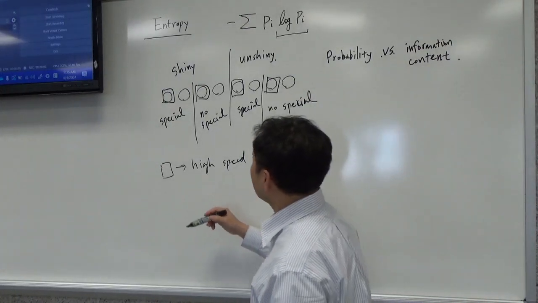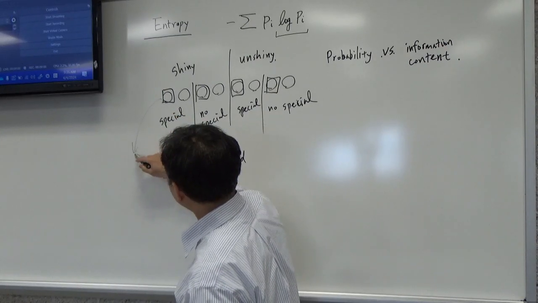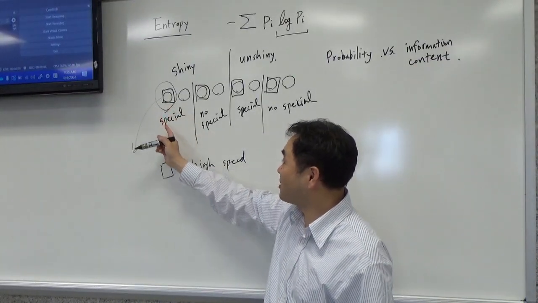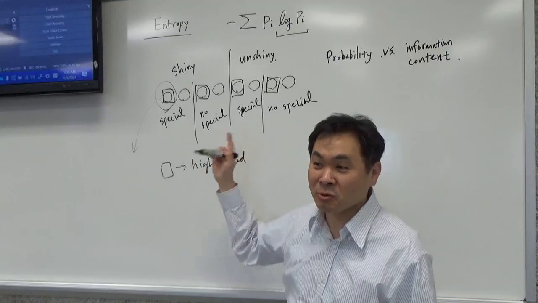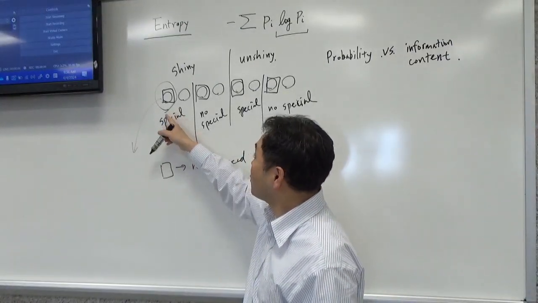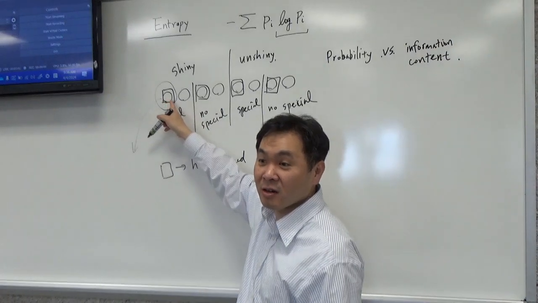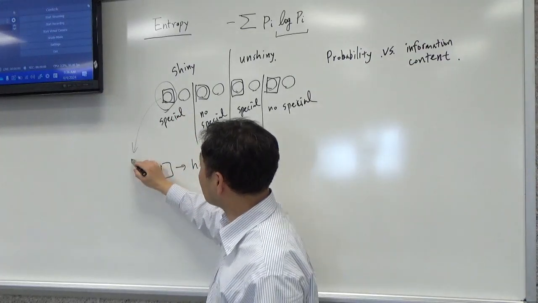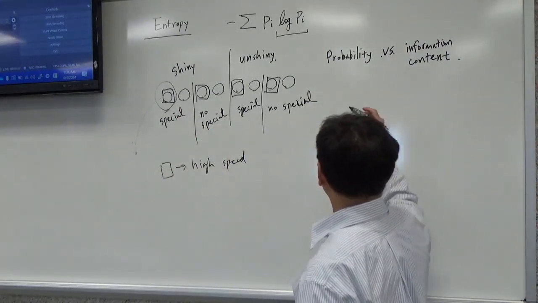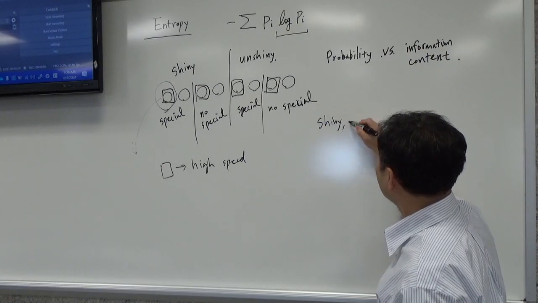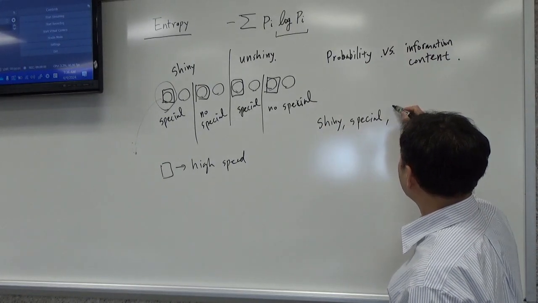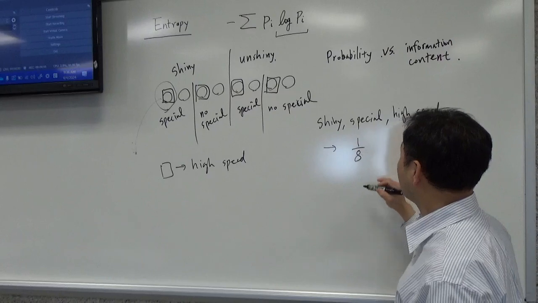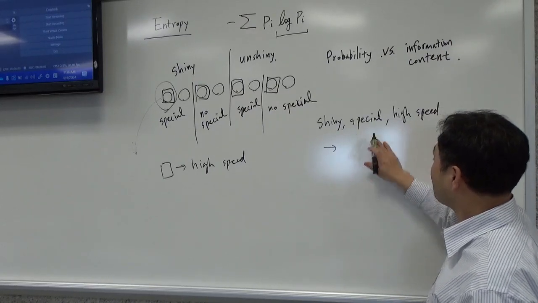Suppose you got this one guy, right? What's the probability of selecting this one? It's shiny and it has a special tag and it's high speed. Probably the best one in this card, right? Okay. So what's the probability of getting this one? 1 out of 8, 1/8, right? So getting a shiny with special tag and high speed is going to give you 1/8 probability, right? So you're going to have p equals 1/8.